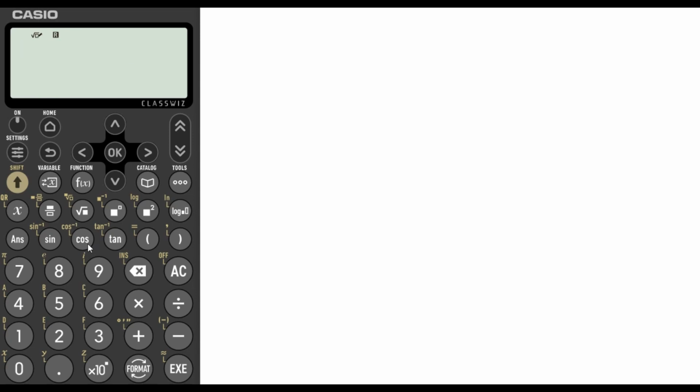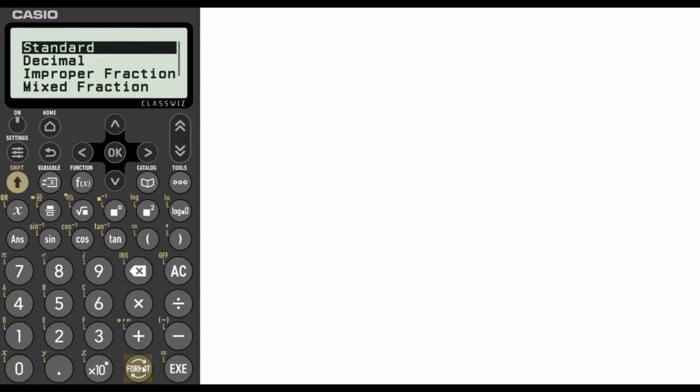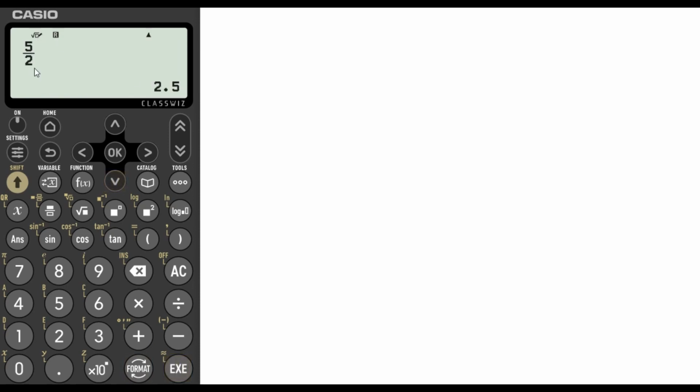Suppose we have the fraction 5 over 2. To input this, press the fraction button. We have 5 over 2. This is an improper fraction. If we press execute, our calculator begins by displaying for us the 5 over 2. We can convert this 5 over 2 to a decimal. If we press the format button, scroll down to decimal, then press execute, 5 over 2 is equal to 2.5.